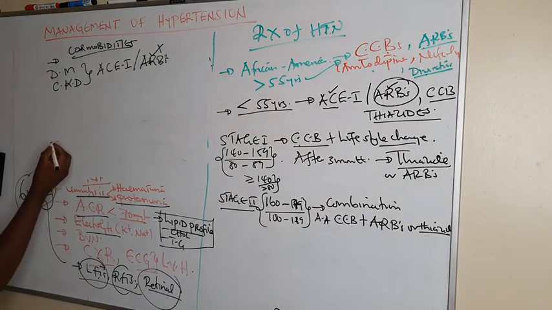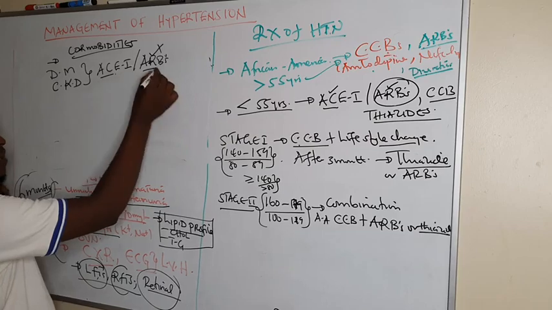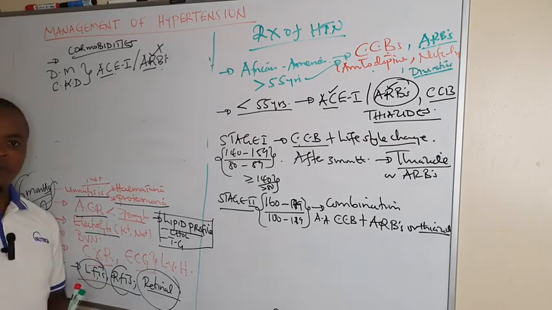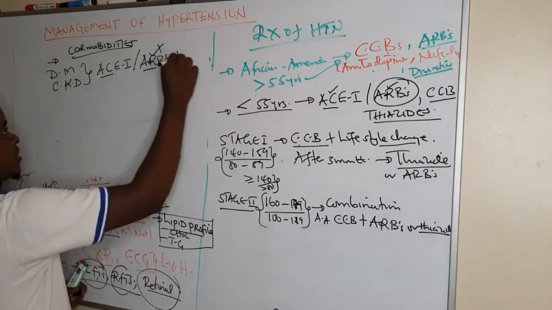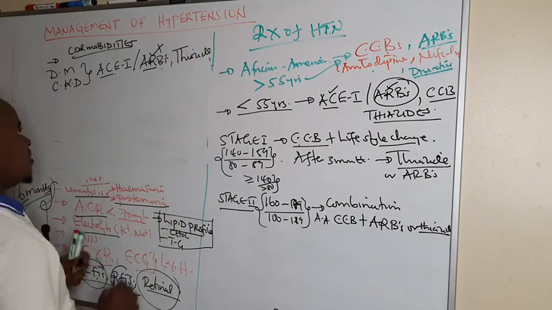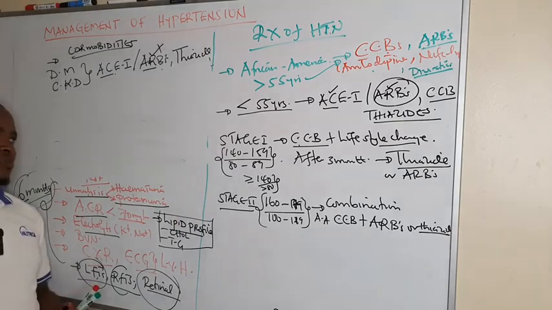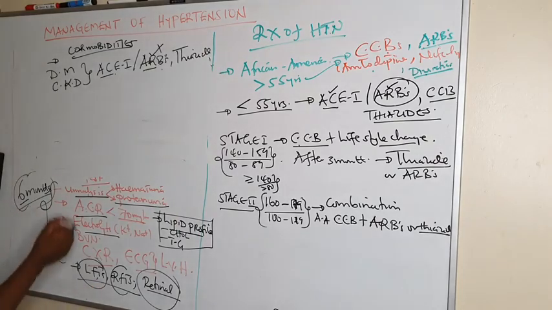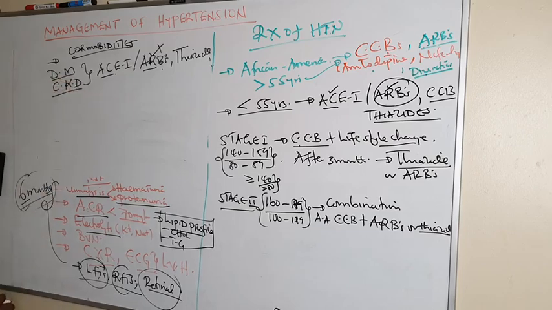Then, if you don't have these two drugs, either ACE inhibitor or angiotensin receptor blocker, you can opt for a thiazide. You can give a thiazide as a second option. Or you can give a calcium channel blocker. That is for diabetes mellitus and chronic kidney disease.